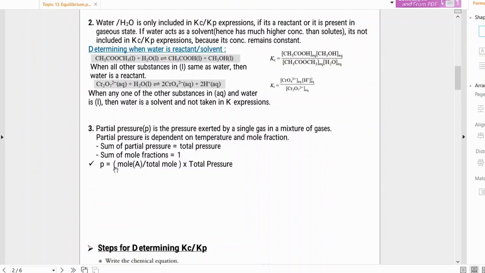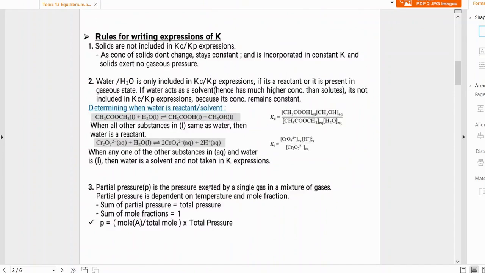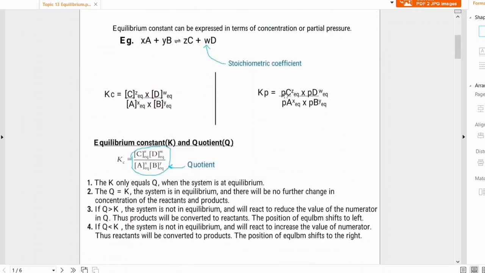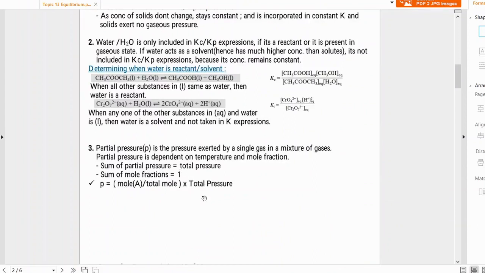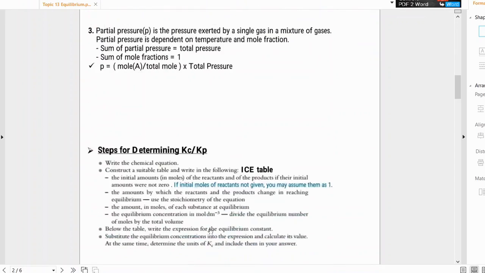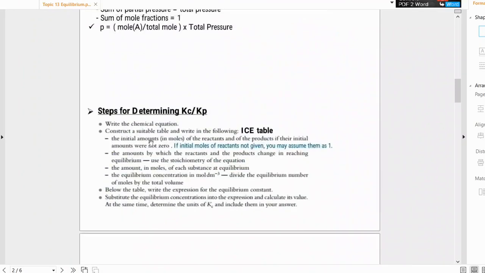So if we are asked to find the partial pressure so that we can plug the values into this expression and calculate Kp, then we definitely have to do this step. So this is how it's done. The mole fraction is basically the moles of that substance divided by the total moles of all substances, including this substance. If we multiply it by the total pressure, we get the partial pressure. So partial pressure is mole fraction times total pressure. Rule number 3 done.